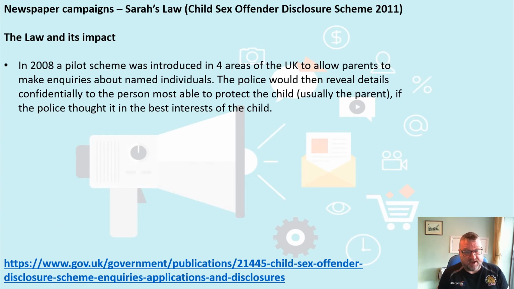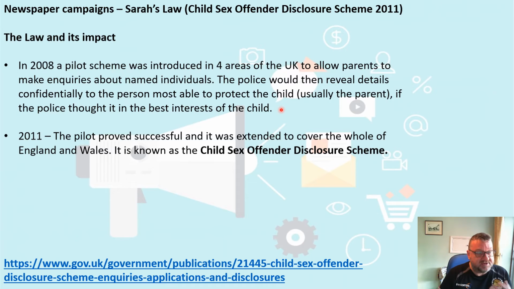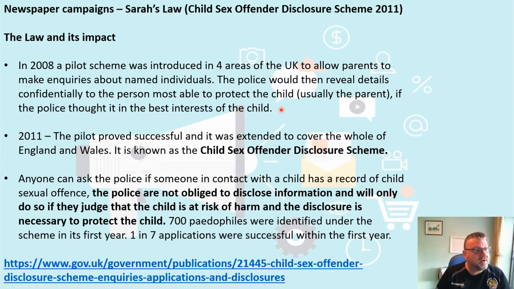The police would then reveal details confidentially to the person most able to protect the child, which obviously is usually the parent, but only if the police consider it to be in the best interests of the child. And by 2011, that pilot had proved successful, and therefore it was extended to cover the whole of England and Wales, and that is when the Child Sex Offender Disclosure Scheme was introduced.